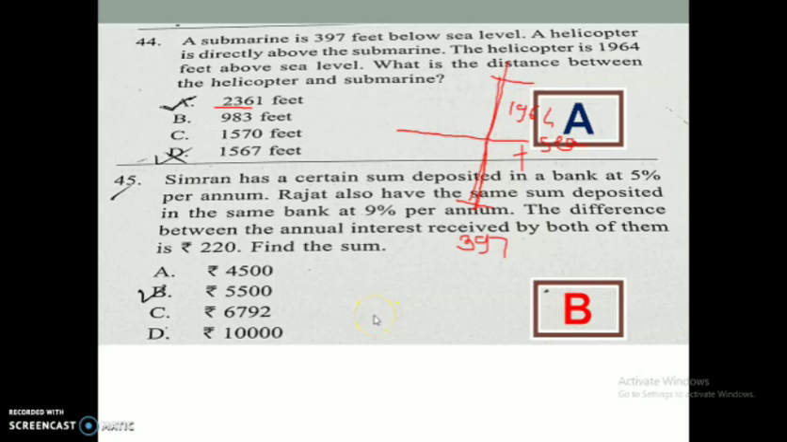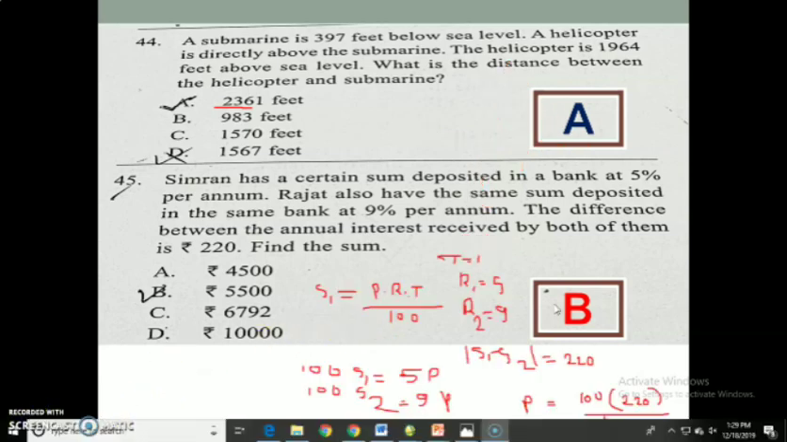Question number 45. Simran has a certain sum deposited in the bank at 5% and also has the same sum deposited at 9%. So two rates of interest are given. R1 is 5, R2 is 9, and they have kept it for one year. So T equal to 1 as the time period. You have to calculate the principal amount.